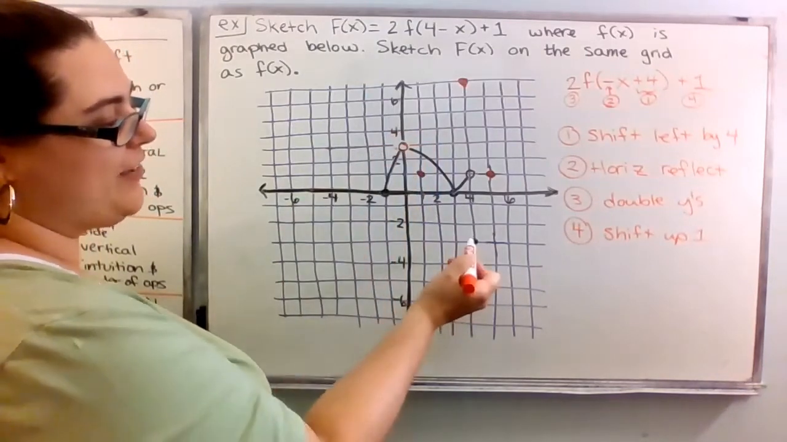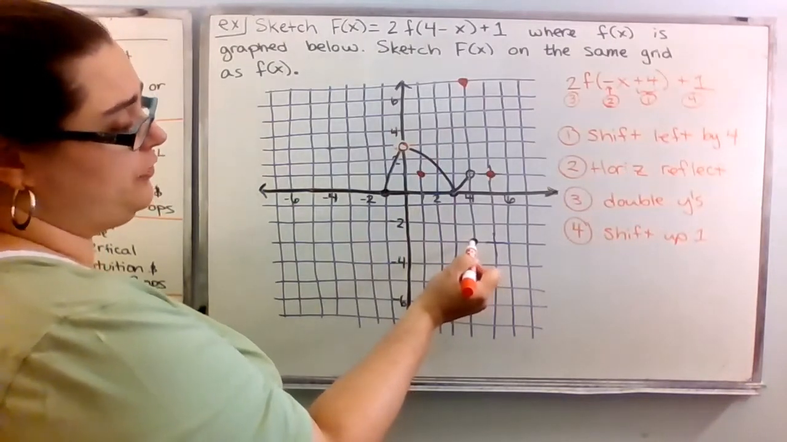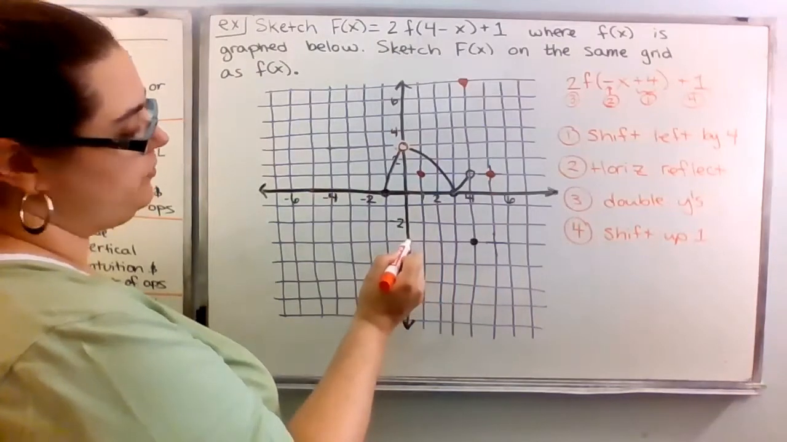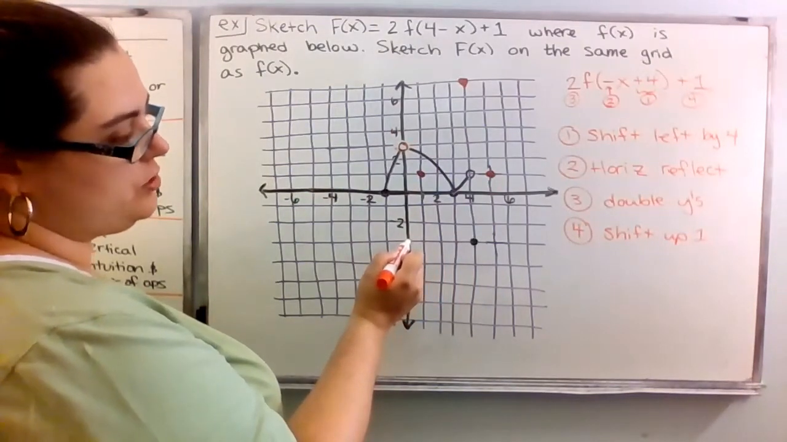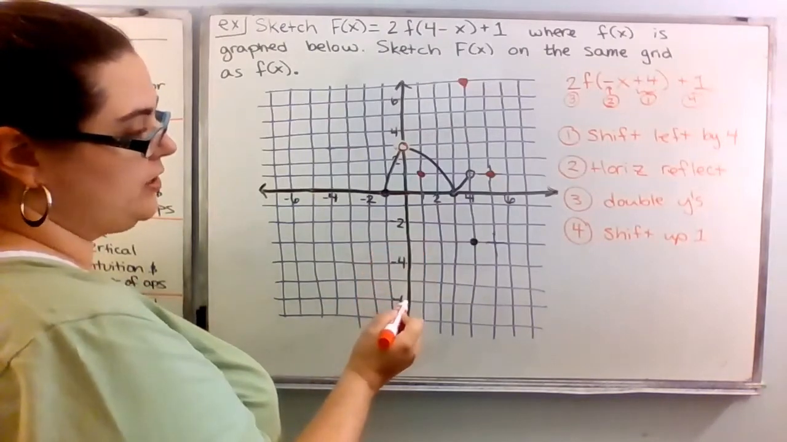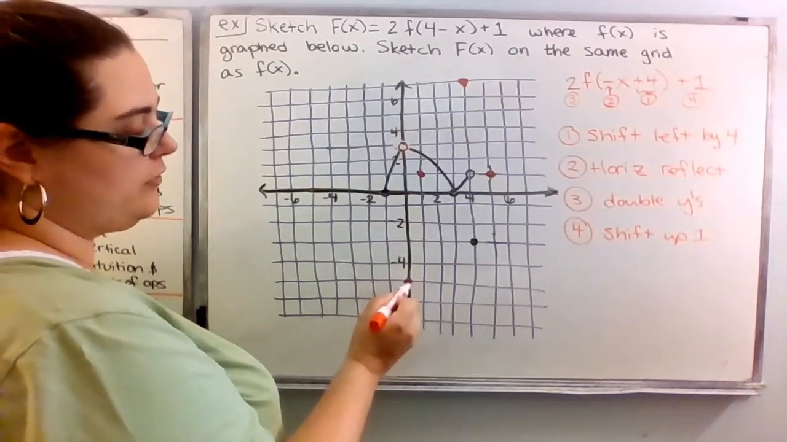Okay, and now we have this strange point that's all floating by itself. Shift left 4. 1, 2, 3, 4. Horizontal reflection. The x value is 0, so it doesn't change. I double the y, so I'm at -3, so now I go to -6. And then I shift up 1. So now I'm here at -5.